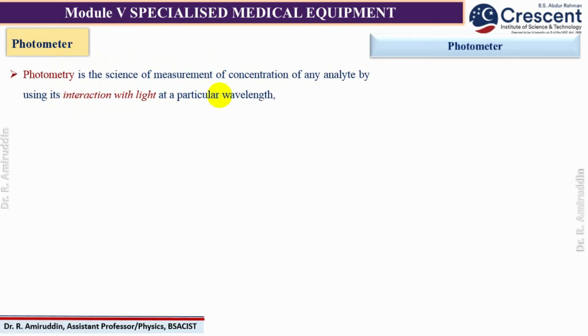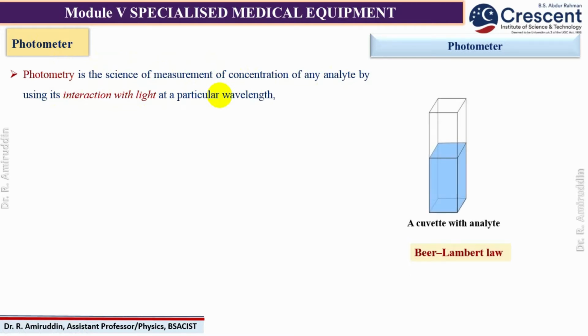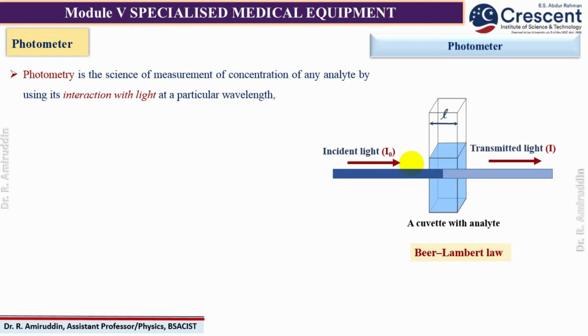To understand this concept, let us go through the basics of Lambert's law, which states that if we consider a cuvette with an analytical solution, and the cuvette has a length of small l, and light of intensity I0 passes through the cuvette, some of the incident light may get absorbed and some will get transmitted as output. According to this law, the intensity of the transmitted light will be different from the intensity of the incident light. This is because a portion of light may get absorbed by the analyte and a portion of light may get reflected back by the analyte.